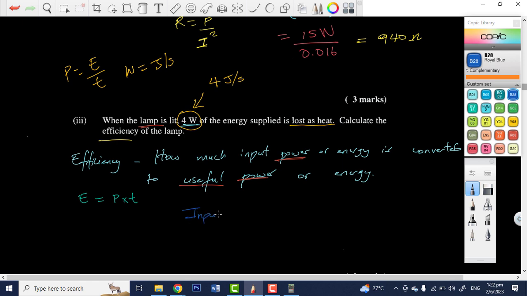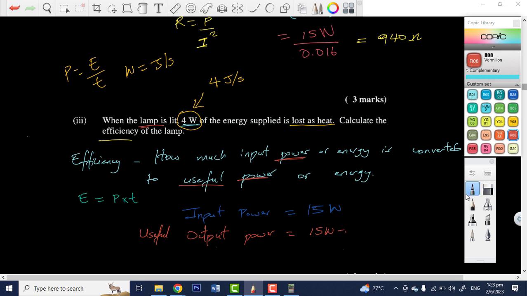So then what we can say now is that our input power is equal to the 15 watts. And the output power now, which is how much of the input power we get as useful power. So let's say useful output power. Again, 4 watts of power is lost as heat. If we supply 15 watts of power, 4 watts is converted to heat. So how much will be converted to light?